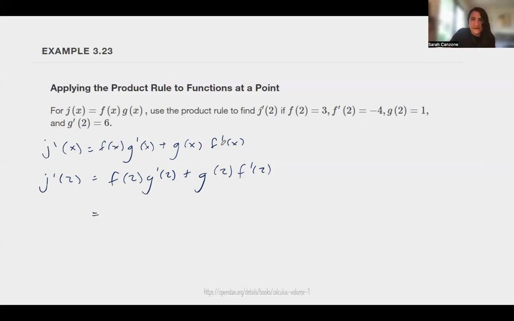Equals, now we just plug in. F of 2 says it's 3, times g prime of 2 is 6, plus g of 2 is 1, times f prime of 2 is -4, and I'll put parentheses around that because that's negative. So 3 times 6 is 18. 1 times -4 is -4. 18 minus 4 will just give us 14. Therefore, j prime of 2 is 14. So it's not quite so bad when you just do it step by step.